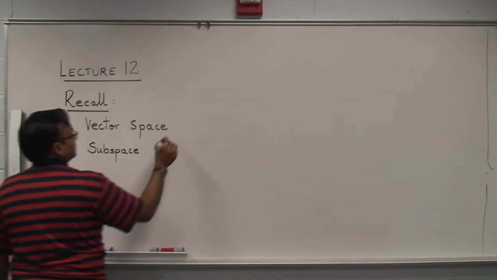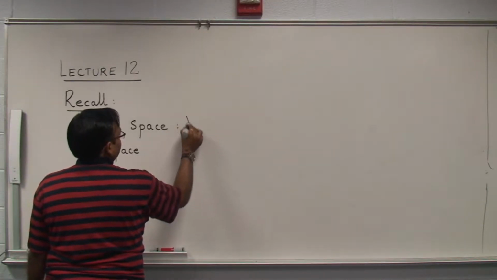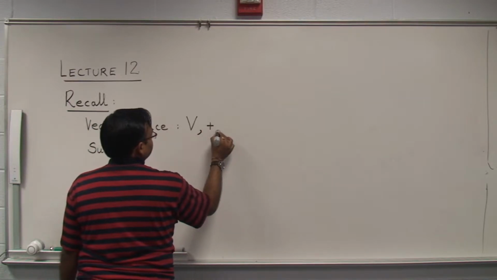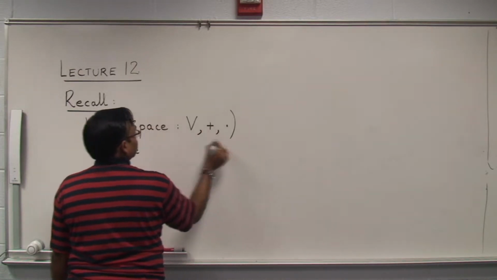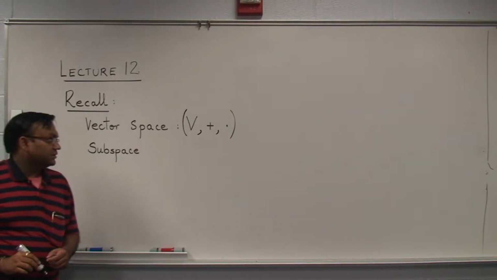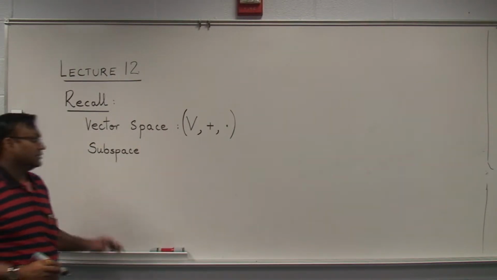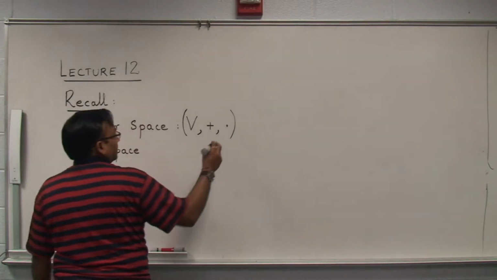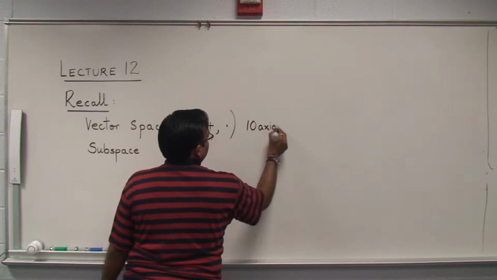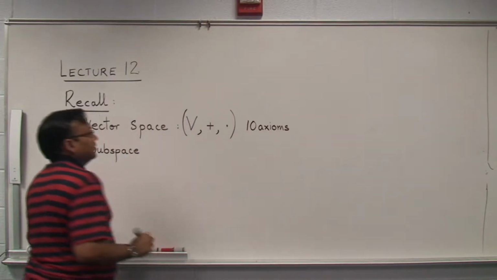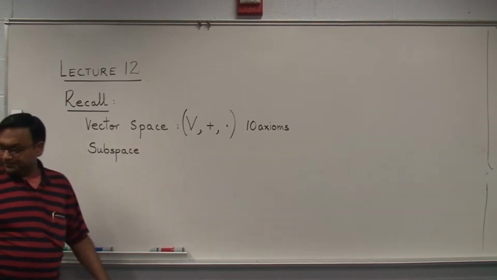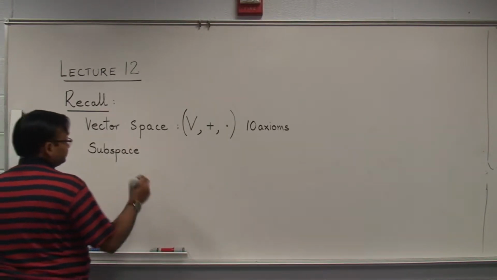So just as a reminder, a vector space was basically a non-empty set which had two operations, one about addition, one about multiplication by a scalar. And we said it is closed under addition and multiplication by scalar, and it had a total of 10 axioms that we talked about. Various laws like distributive law, commutative law, existence of zero, existence of inverses. So all those things we had talked about.